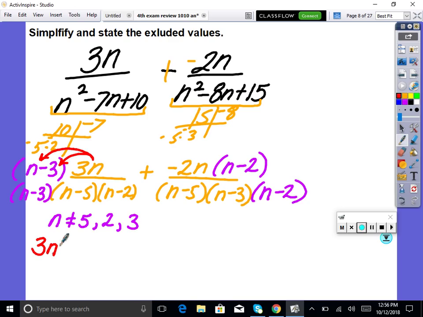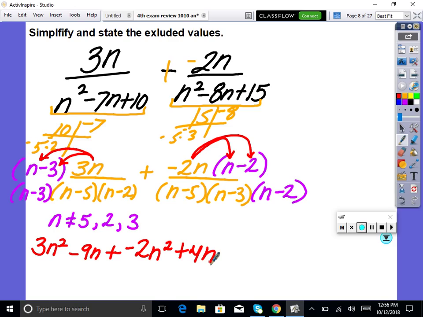We have 3n squared minus 9n. We have a plus sign. Don't multiply the whole thing out. That's a plus sign, not a multiplication sign. Then we have minus 2n squared, and then it looks like we have plus 4n. So combine like terms before you put your denominator in. Do not put your denominator in yet. Combine like terms first. It will prevent you from making errors.